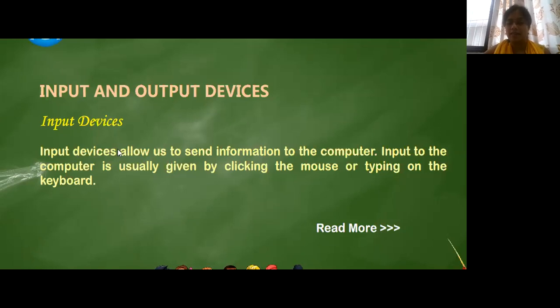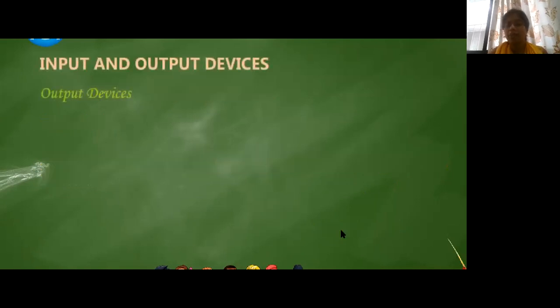So input devices allow us to send information to the computer. Input to the computer is usually given by clicking the mouse or typing on the keyboard, correct? So if I want to give information to the computer, how do I give it? Either by clicking through the mouse or by typing on my keyboard.